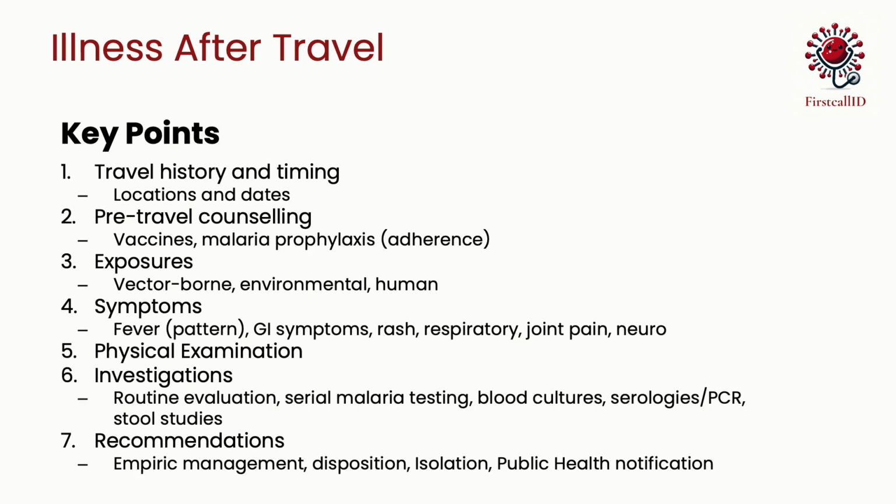So again, here are the key points to our history or evaluation of a patient who's developed illness after travel. Travel history is the key. Did they receive pre-travel advice and did they follow it? An exposure history, detailed chronology of their symptoms, general physical examination, routine investigations with some targeted evaluation depending on the epidemiology where they've traveled and their symptoms, and the recommendations we're going to provide.